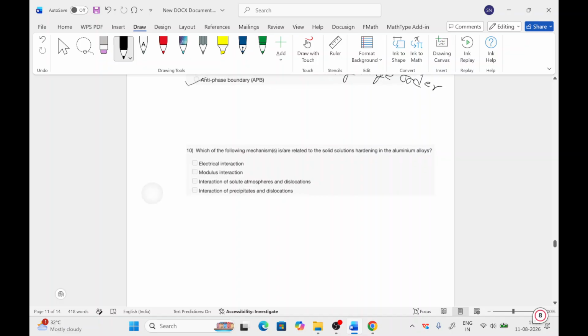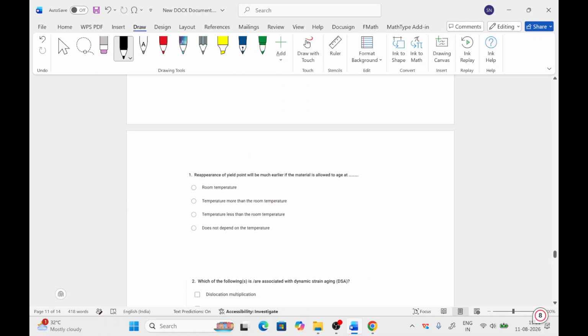The 10th question is which of the following mechanisms are related to solid solution hardening in aluminum alloys? So solid solution hardening occurs from the modulus interaction and interaction of solute atmosphere and dislocation. So B and C is correct.